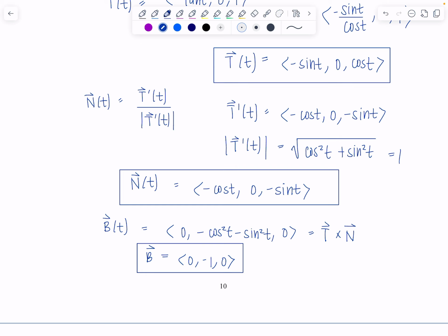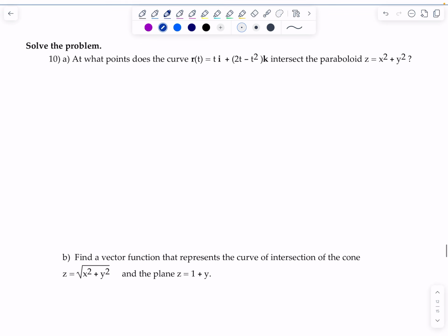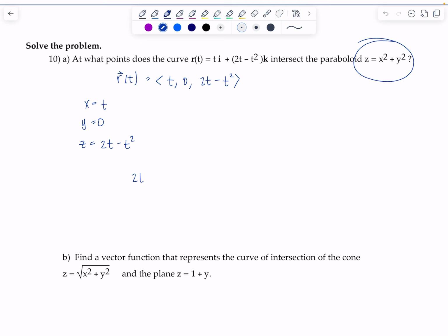Okay, last one. At what points does the curve intersect the paraboloid? So the curve is defined by a vector valued function with components t, there's no j, and k, 2t minus t squared. So basically, if you wanted a parametric representation for this curve, x is t, y is 0, and z would be 2t minus t squared. So to see where it intersects the paraboloid, just substitute in the parametric representation for that curve for x, y, and z. So z is 2t minus t squared. That equals x squared plus y squared.